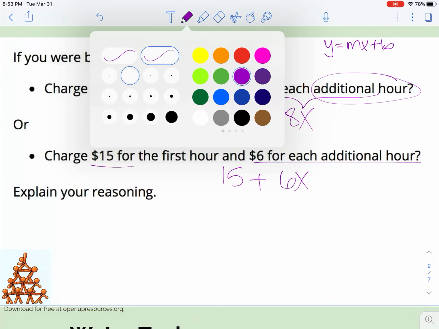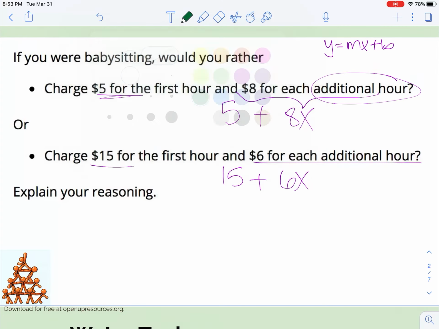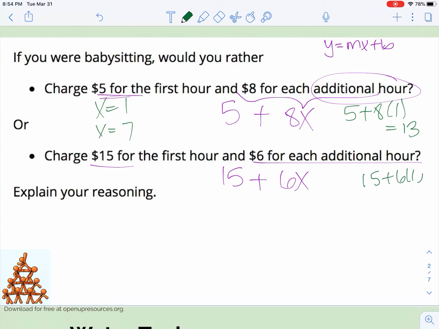So we'll pick a couple of numbers. We'll pick a small number and then a really big number. Let's say x equals 1, and then x equals 7. So for x equals 1, that would be 5 plus 8 times 1, which would be 5 plus 8, which is 13. And for this one, it'd be 15 plus 6 times 1, which is 15 plus 6, which would be 21. So with only working 1 extra hour, you're making more money with the second option.